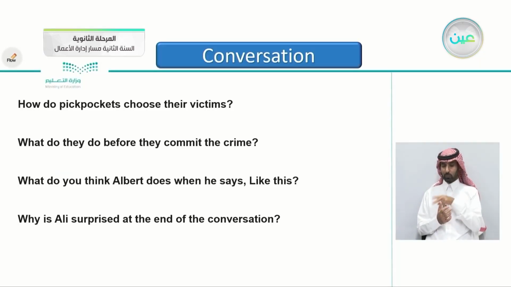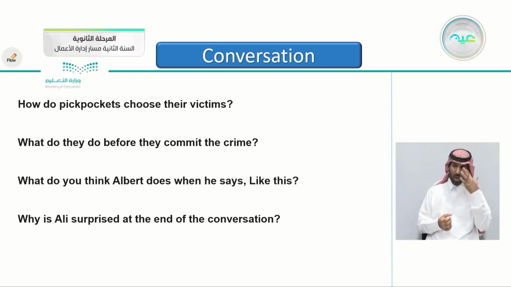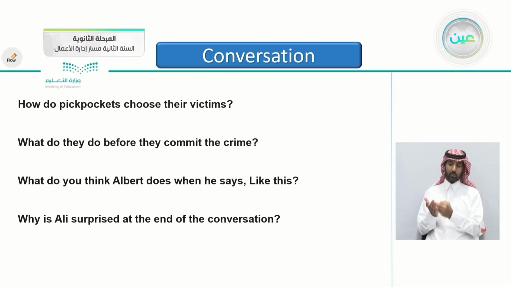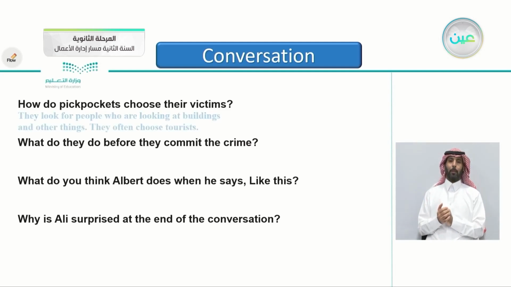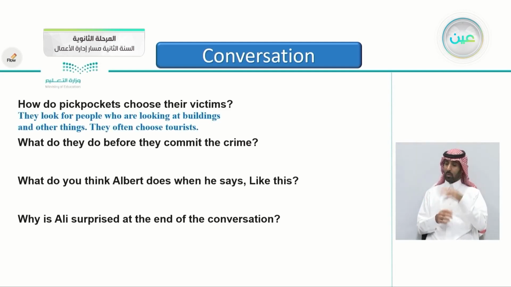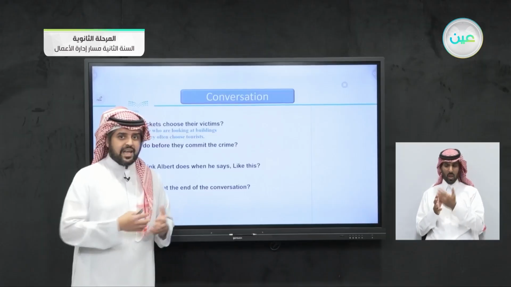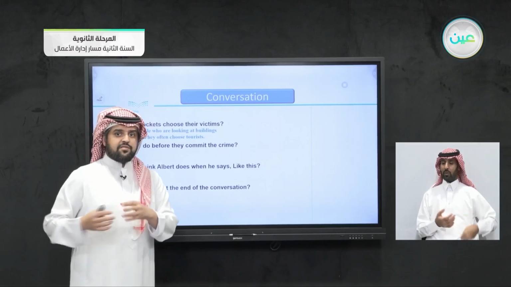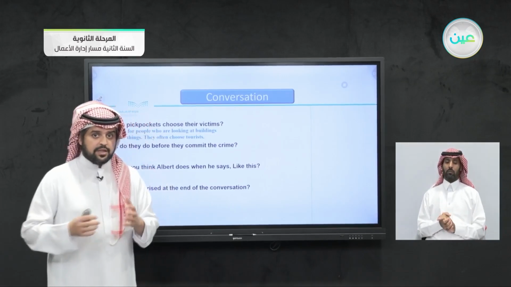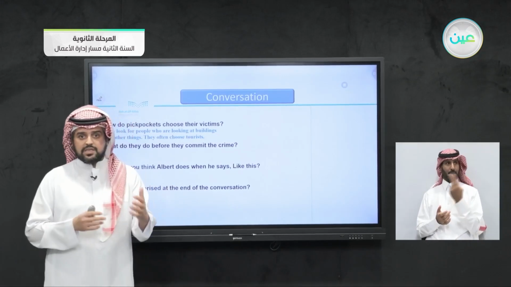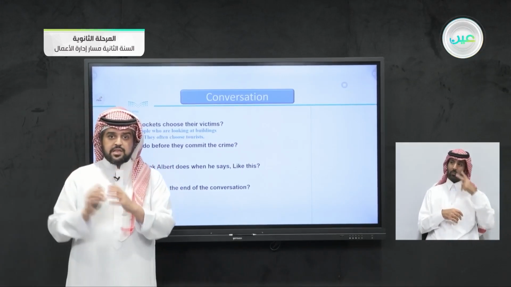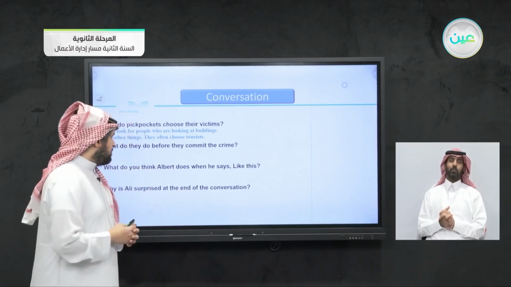So the first question here, how do pickpockets choose their victims? They have plans, they're organized. How do they choose their victims? Yes, they look for people who are looking at buildings and other things. They often choose tourists. Why? Because they know tourists have money in their wallets, and they're not paying attention to the street. They're always looking at the buildings.